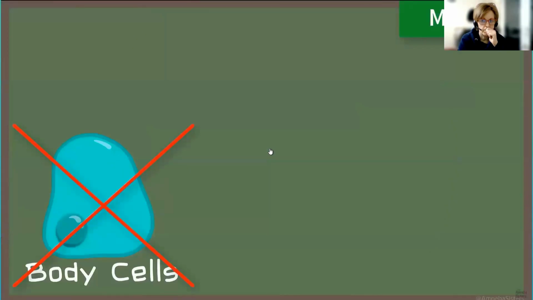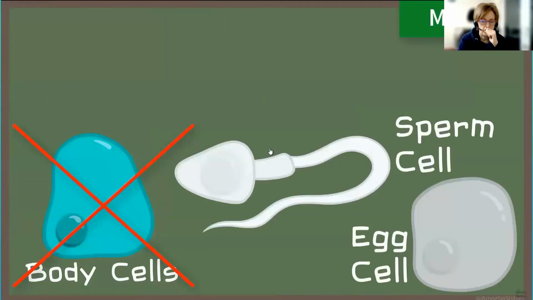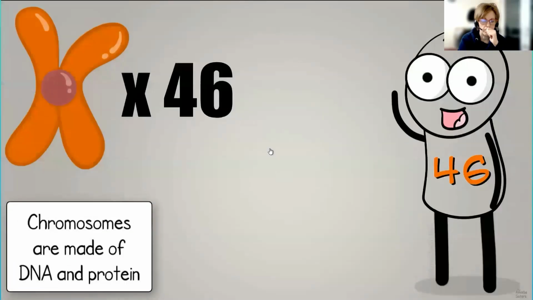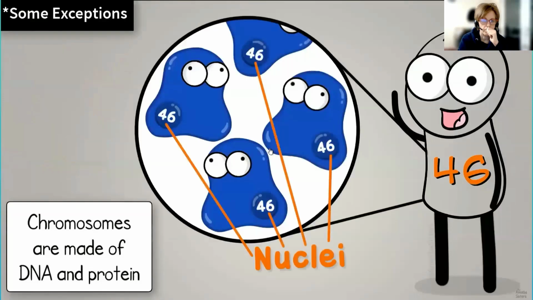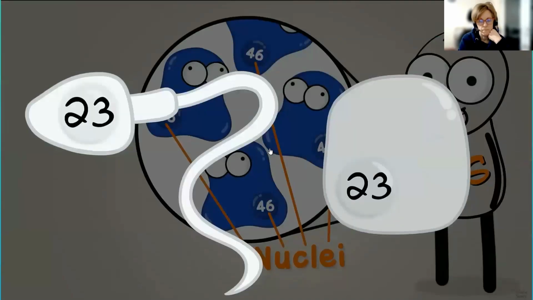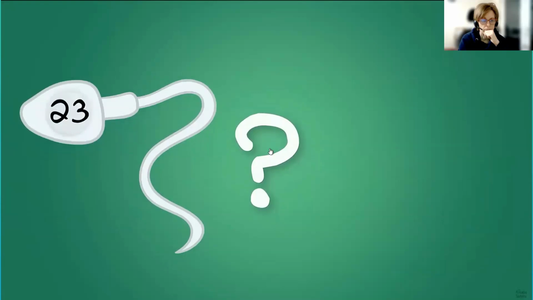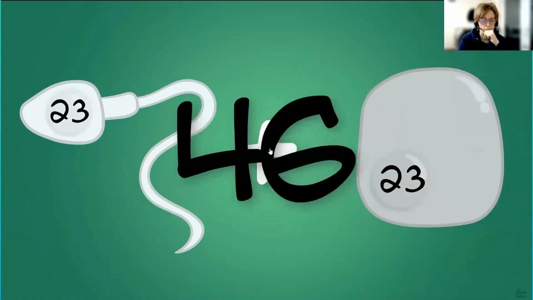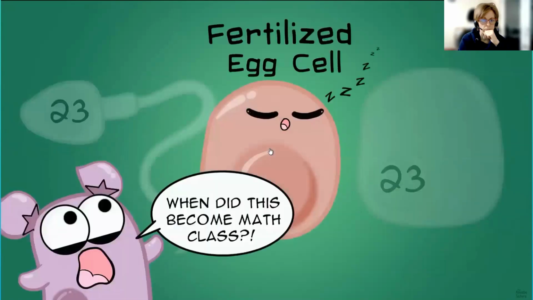Meiosis also doesn't make body cells. It makes sperm and egg cells, otherwise known as gametes. You might recall that humans have 46 chromosomes. That's how many chromosomes most body cells in your body have. But there are some human cells that don't have 46 chromosomes. Human sperm cells and egg cells have 23 chromosomes. Why the number difference? If a sperm cell has 23 chromosomes and an egg cell has 23 chromosomes, when they come together, that makes 46 chromosomes. That will allow a newly formed fertilized egg to develop into a human.